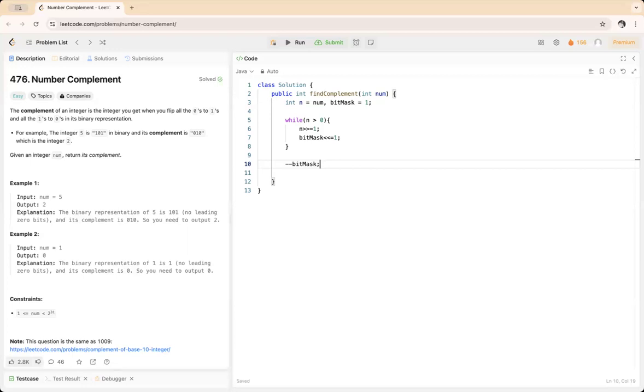and 15 has all its bits set. So we want that number, and with that number, we are going to do the complement. Complement means if 1 is there, then it should be flipped to 0, and if 0 is there, then it should be flipped to 1. So to do that, we have a number which has all its bits set, and the number itself.